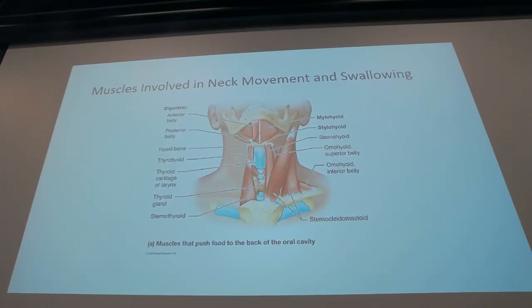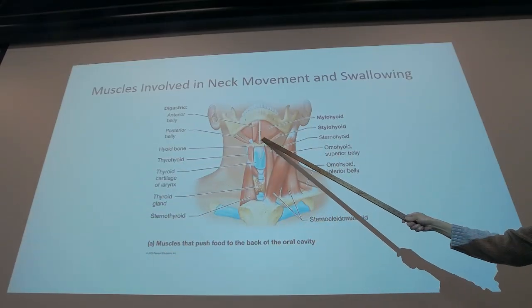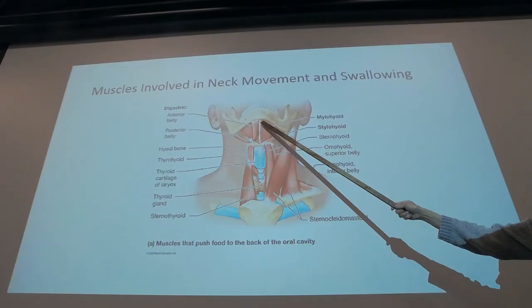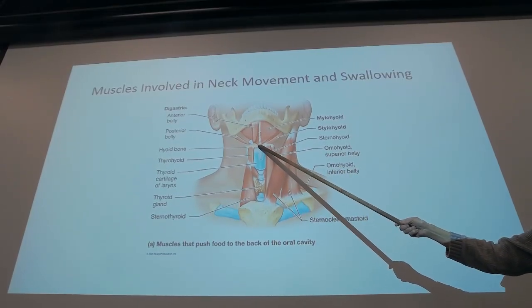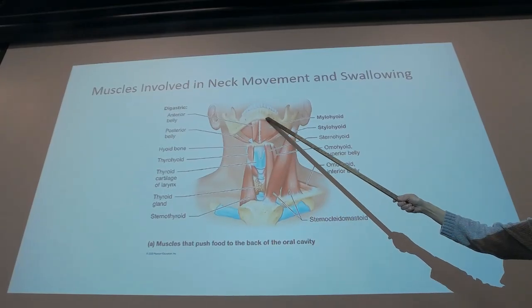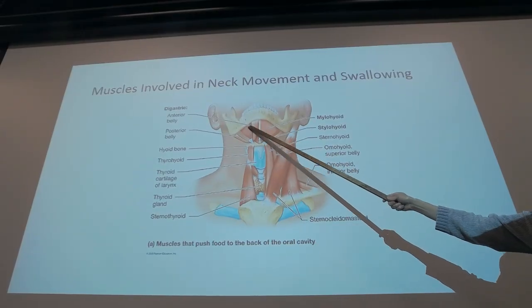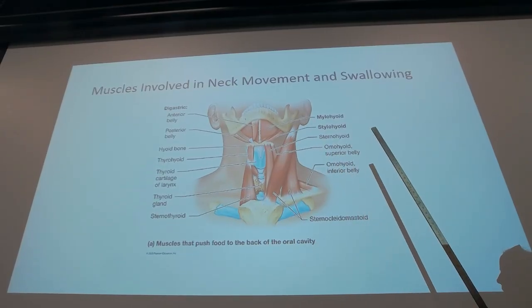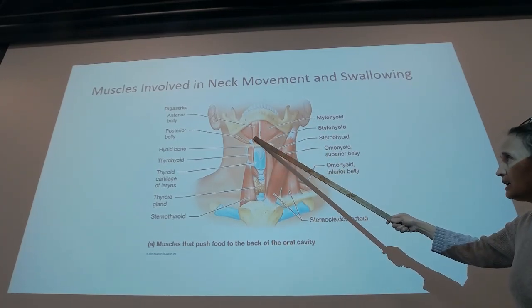So here are the locations of these muscles that are involved in neck movement and swallowing. So this is the mylohyoid. Here we have the central tendon. It inserts into the superior part of the body of the hyoid and then runs at an angle, inserting into the medial internal part of the body of the mandible. And then here is the anterior belly of the digastric.